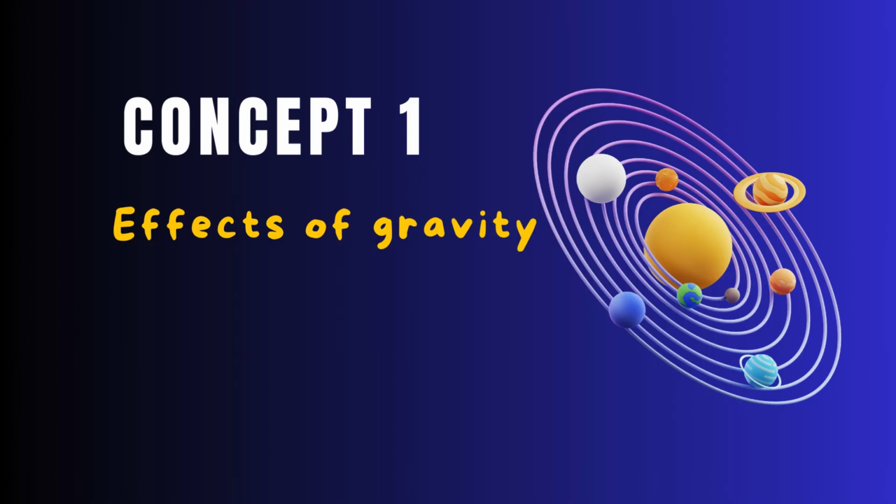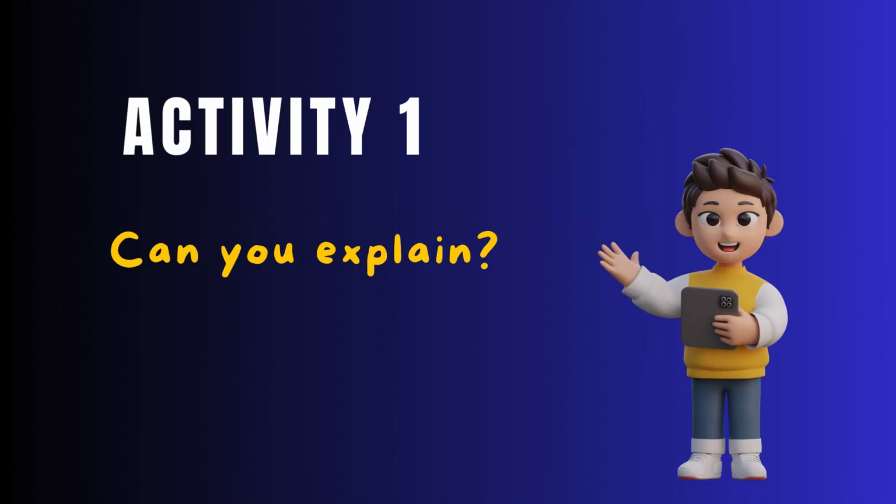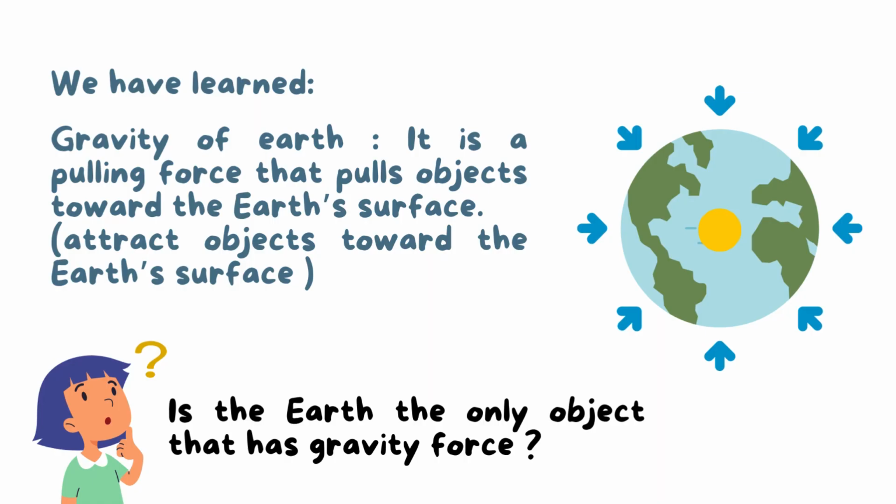Now we will start Concept 1, Effects of Gravity. Activity 1. We have learned that gravity on Earth is a pulling force that pulls objects toward the Earth's surface. Gravity is the force that pulls all objects toward what? Yes, Earth's surface. It attracts objects toward Earth's surface.